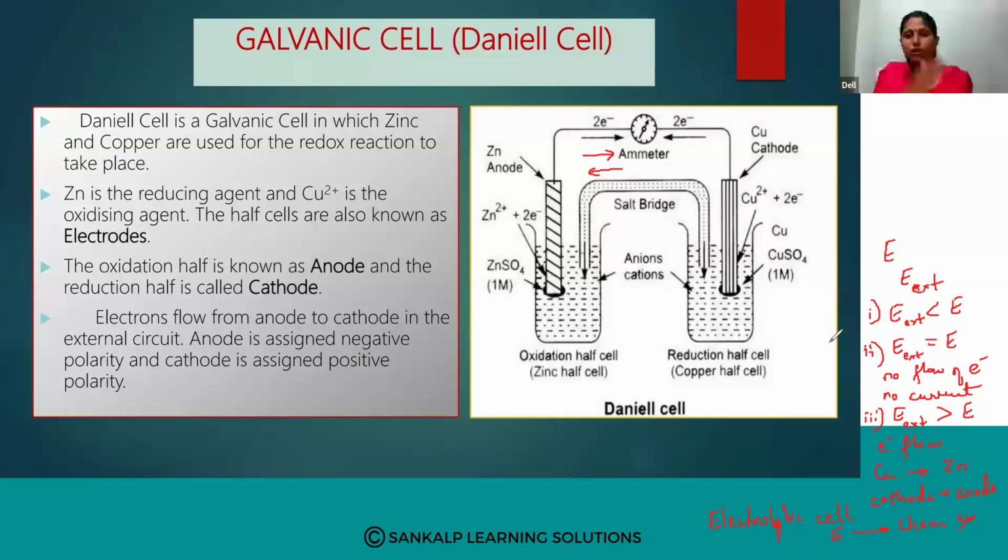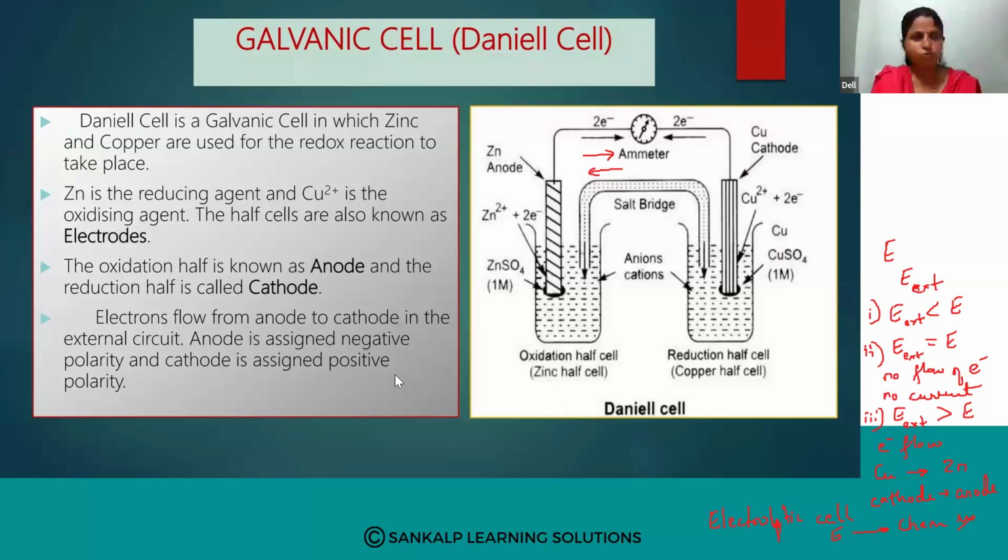Here you can see the Daniell cell is a galvanic cell in which zinc and copper are used for the redox reaction. Zinc is the reducing agent and Cu+2 is the oxidizing agent. The reducing agent gives electrons, so zinc will lose electrons, bringing about reduction, and Cu+2 will gain those electrons. Are you getting the point? The oxidation half is known as anode and the reduction half is known as cathode. From anode to cathode in the external circuit, the anode is assigned negative polarity and the cathode is assigned positive polarity.